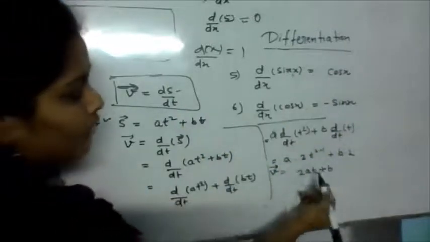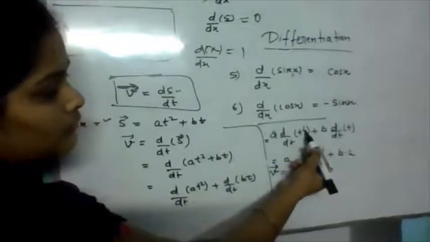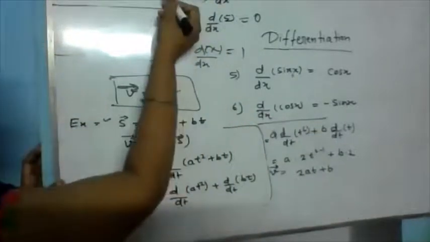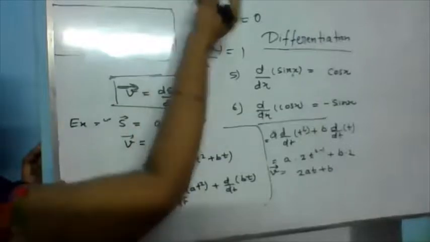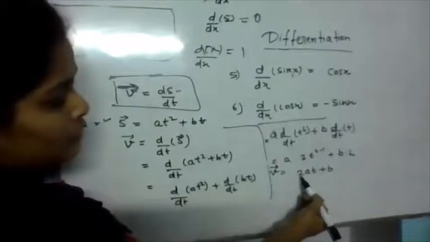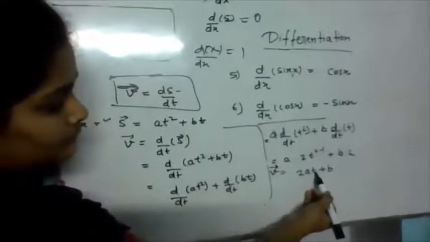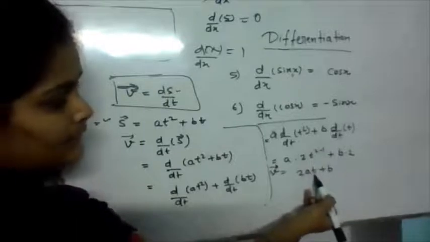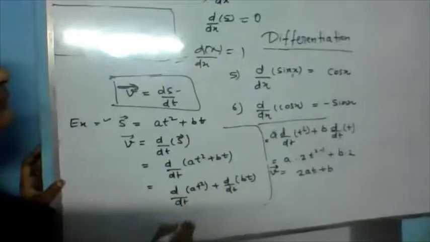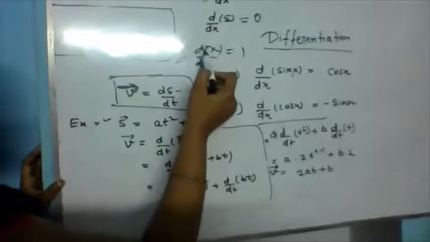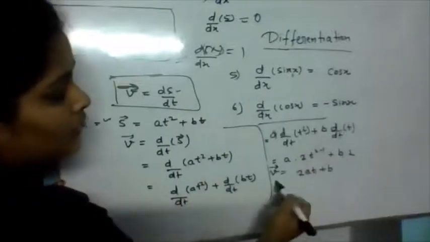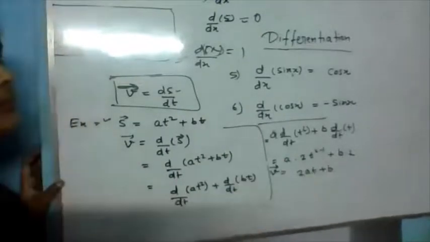Okay. Now this is your power, so just put power here, t to the power 2 minus 1, like n x to the power n minus 1. So here 2 t to the power 2 minus 1. So the value is 2a t to the power 1. So we can write like this. And here dt upon dt, I told you this formula, that d upon dx of x is 1. So d upon dt of t is 1. So your velocity is 2at plus b.